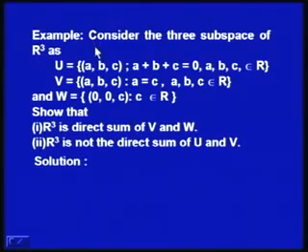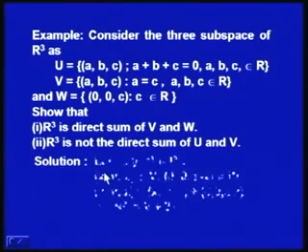Now, this is the next example. Consider the 3 subspaces of R cube as U, V, W defined by U as the set of (A, B, C) satisfying this constraint for A, B, C belonging to the real set. V is equal to (A, B, C) with A is equal to C. This is the constraint on this vector subspace and W is equal to (0, 0, C) with C belonging to R. Now, we have to show that R cube is the direct sum of V and W while R cube is not the direct sum of U and V.